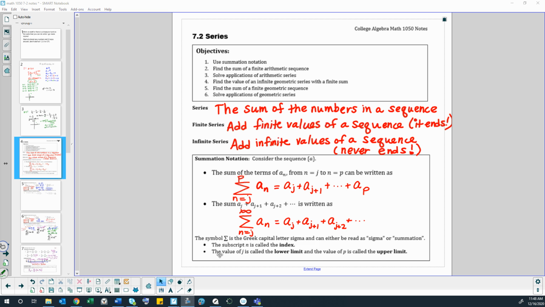Okay, so some of the stuff I just explained is written out right here for you. So if you forgot, Greek letter sigma, summation, has an index, it's got a lower limit and an upper limit that tells us where to start and end. Okay, I still see some of you writing, so I'll give you a little more time.